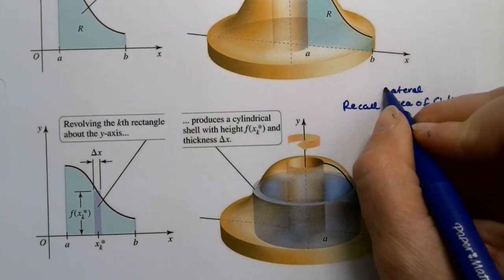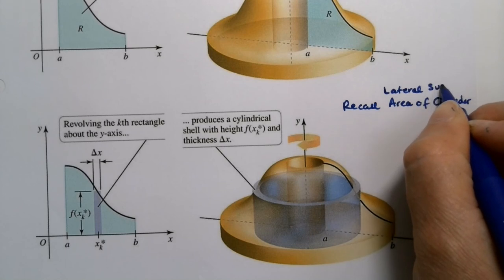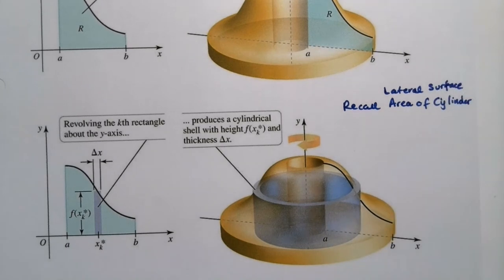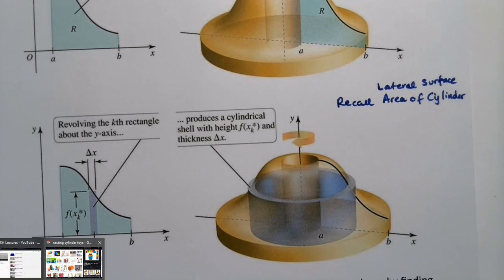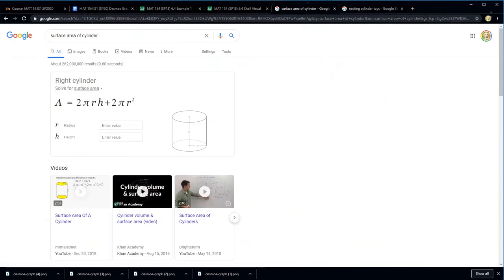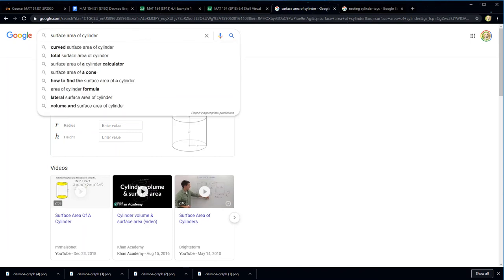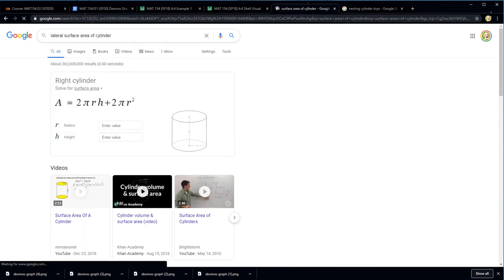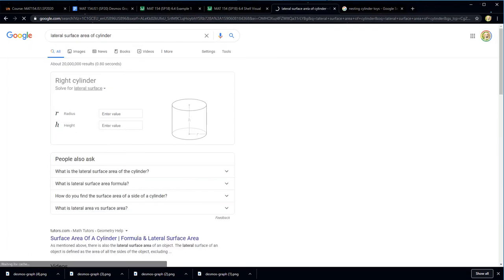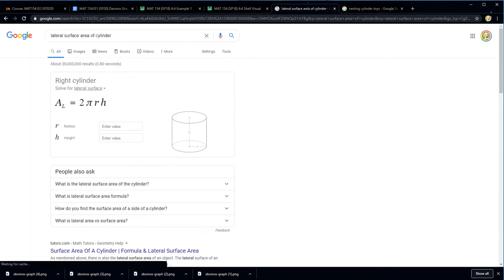That means the side, right? Not the top and the bottom. So the lateral surface area of a cylinder is, let me grab it from Google so you guys believe me, 2 pi r h, right? Because it's the circumference of the circle times the height. The 2 pi r squared gets you the area of the top and the bottom of the cylinder, which we don't care about. We only care about the 2 pi r h. As a matter of fact, I could probably look up lateral surface area of a cylinder, and it'll probably tell me 2 pi r h. Yeah, there you go. So the lateral surface area, that's the side part, not the top and the bottom. So it's 2 pi r h.